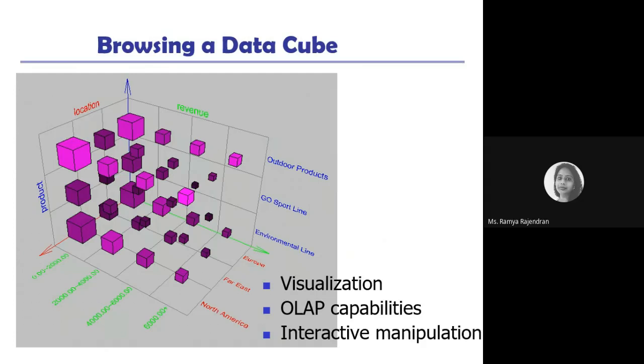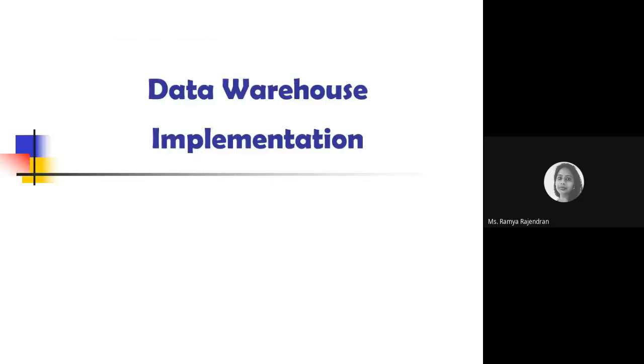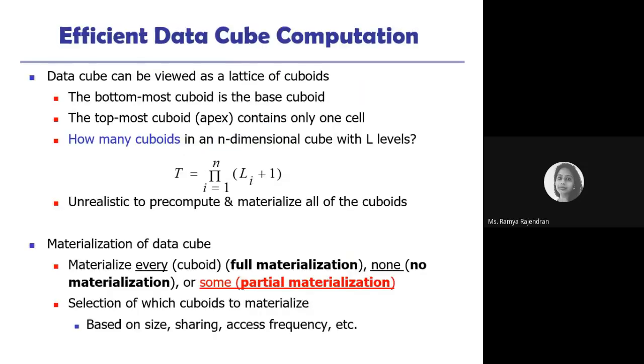Okay. Hope you're able to imagine this and figure this out. So we just talked about modeling and OLAP cubes. Now we'll be talking about the data warehouse implementation, how we can implement this in an organization. Efficiently working on this is very much important.